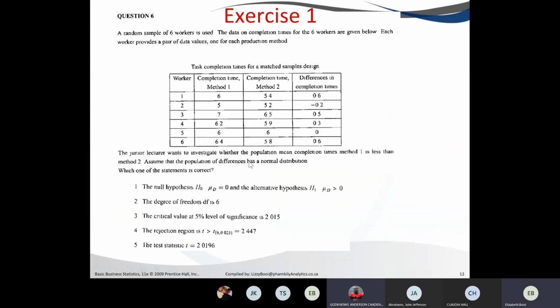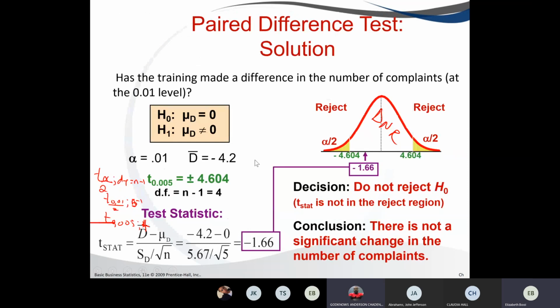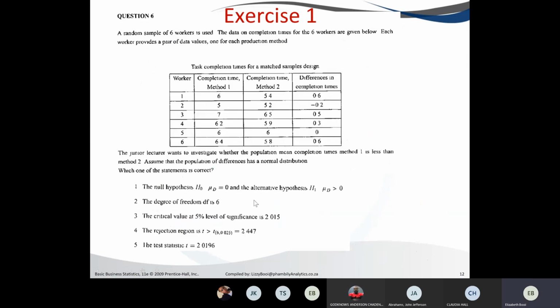So on this, you need to say 2 minus 1, because you want to see the difference between the two. On this exercise, they used method 1 minus method 2, I guess. And on my exercise, I said method 2 minus method 1 because I wanted to know after training, did anything change? The training happened after method 2. So that's why I did method 2 minus method 1.